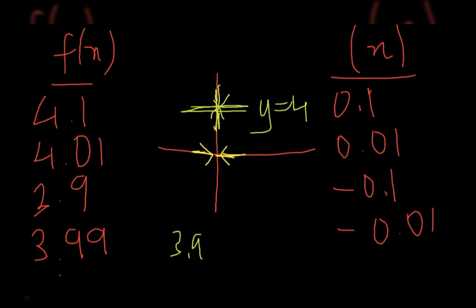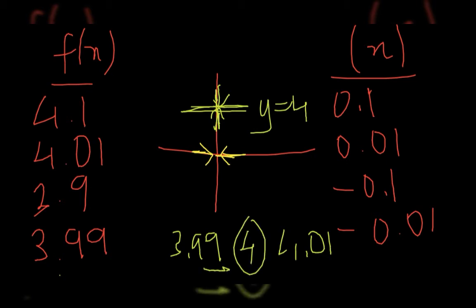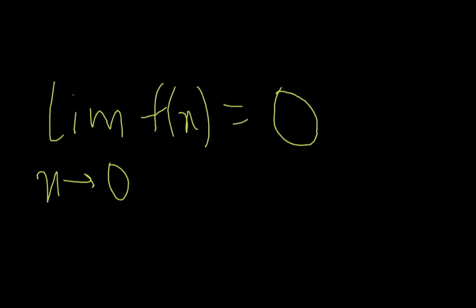3.99. What lies between 3.9 and 4.01? If you add one more decimal point, it will become 3.999, 4.004. So it is 4 here. It is converging toward 4, as you can see. So what I can say is that limit x tends to 0 of f of x is nothing but 4 in this case.